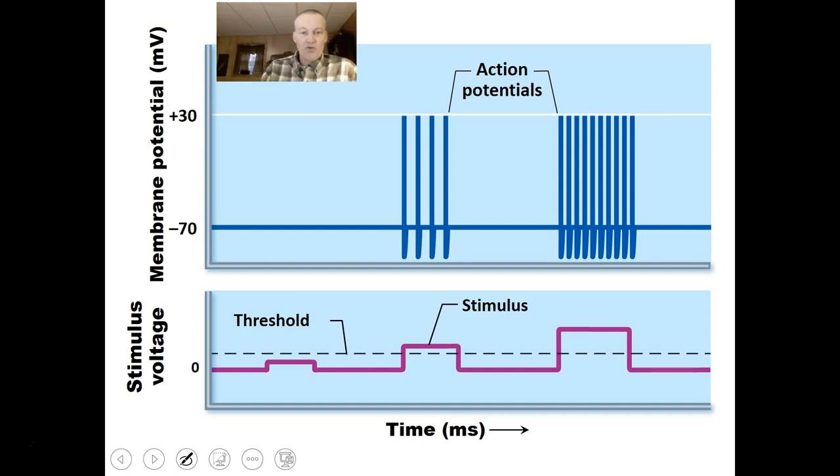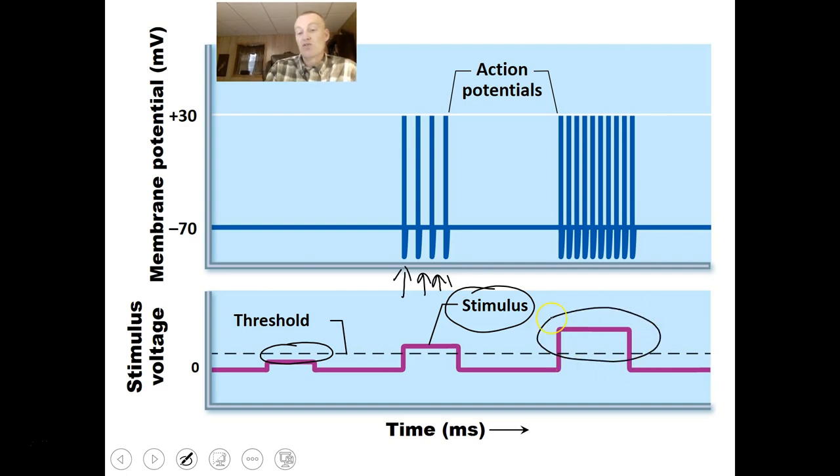So we have to have a threshold in order for these action potentials to occur. If you don't meet that threshold of somewhere around negative 50 millivolts, then you won't be able to send an action potential. If the stimulus is strong enough to cause a charge change beyond negative 50 millivolts, an action potential will be created.